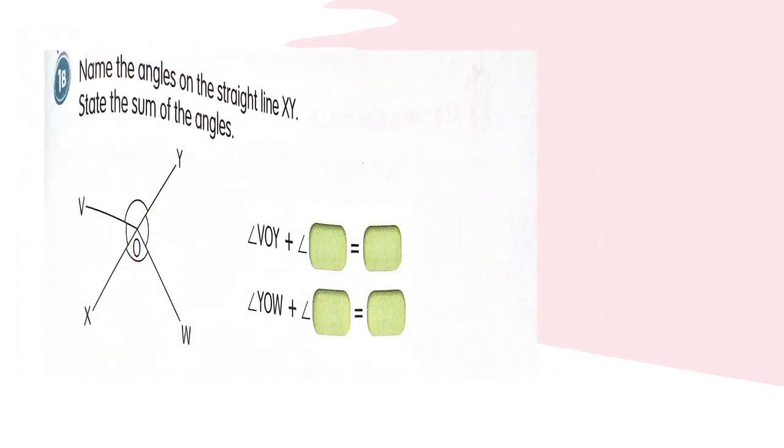Next. Now, 1B. Name the angles on the straight line XY. Straight line XY. Okay. State the sum of the angles. Now, how about this line? VOY.